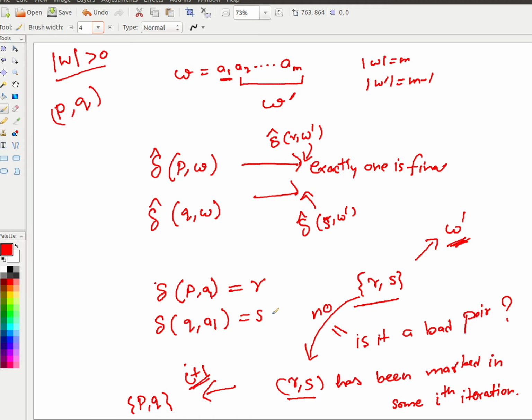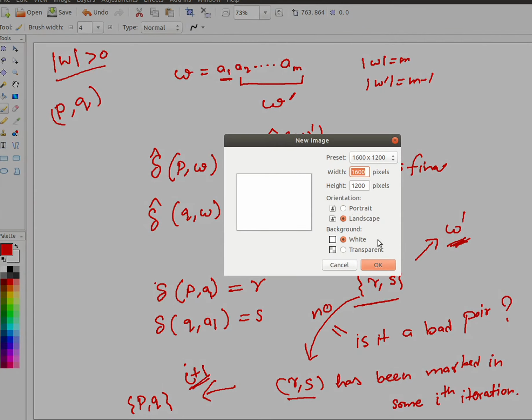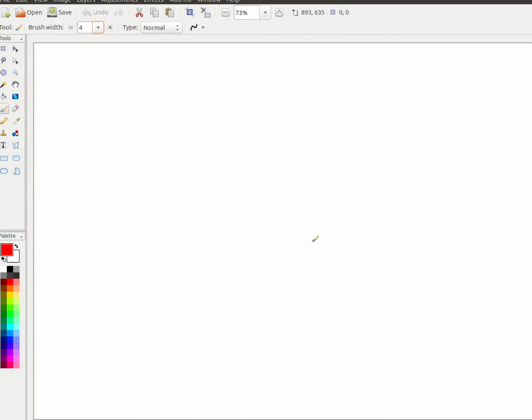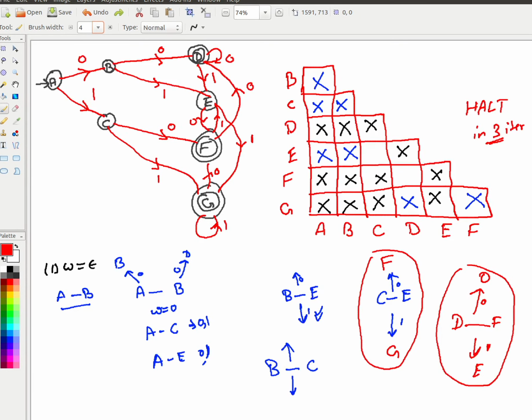It's a very simple proof by contradiction, saying that yes, we find all the distinguishable pairs using the table filling algorithm. And if so, what remains is that you take the remaining which you did not find, that will give you the equivalent. So here if you realize, F and G are equivalent, O and E, D and F, C and E are equivalent, and D and F.